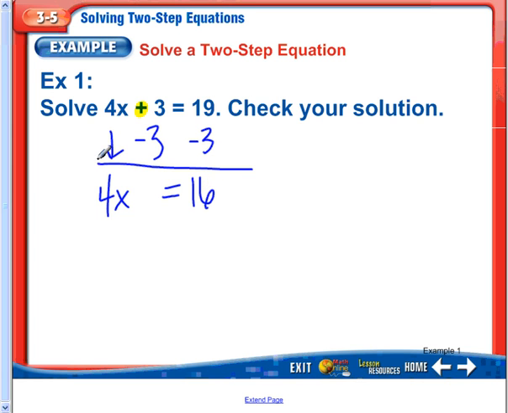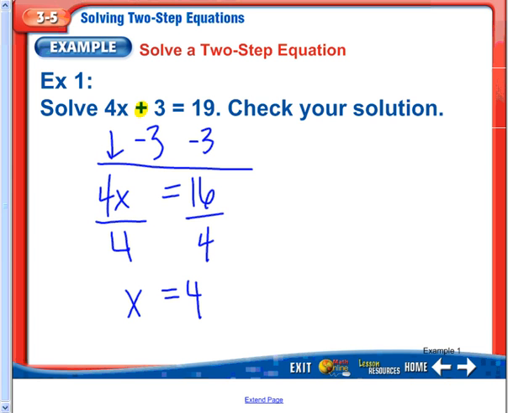Step 3, get rid of any multiplication or division on the side of the variable. Since right here we are multiplying, the inverse operation is to divide. We will divide by the coefficient, in this case 4, and we need to do that to both sides of the equation to keep it equal. 4 divided by 4 equals 1, and 1 times x is x. 16 divided by 4 is 4.